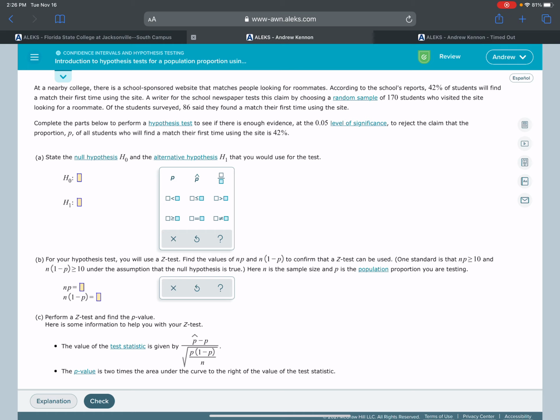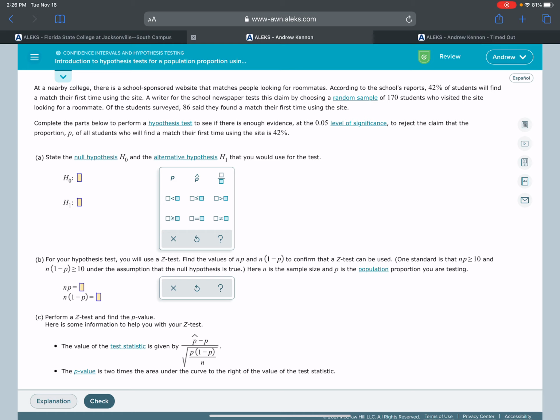At a nearby college, there is a school-sponsored website that matches people looking for roommates. According to the reports, 42% of the students will find a match their first time using the site. A writer for the newspaper tests the claim by choosing a random sample of 170 who visited the site for a roommate. Of the students surveyed, 86% of them found their match for the first time using the website. Complete the parts below to perform a hypothesis test to see if there is enough evidence at the 0.05 level of significance to reject the claim that the proportion of all students who will find a match the first time is 42%.